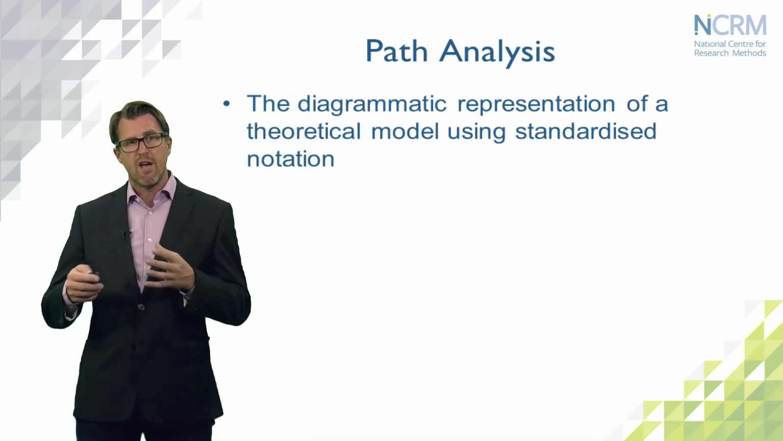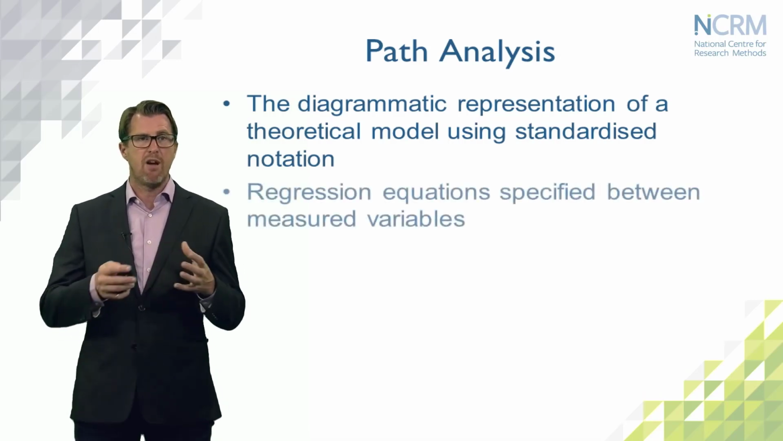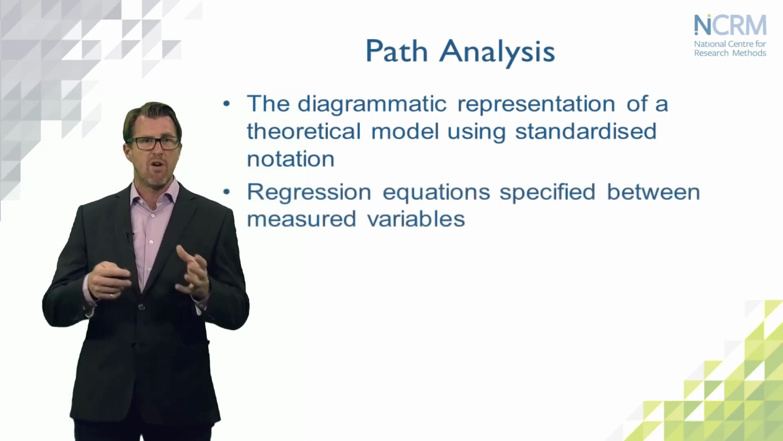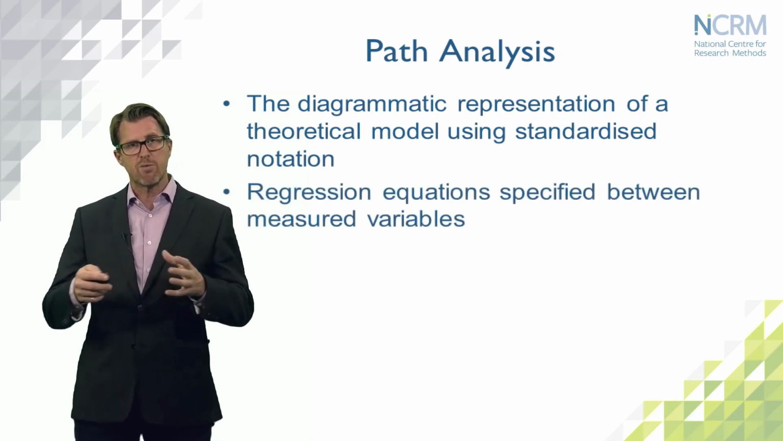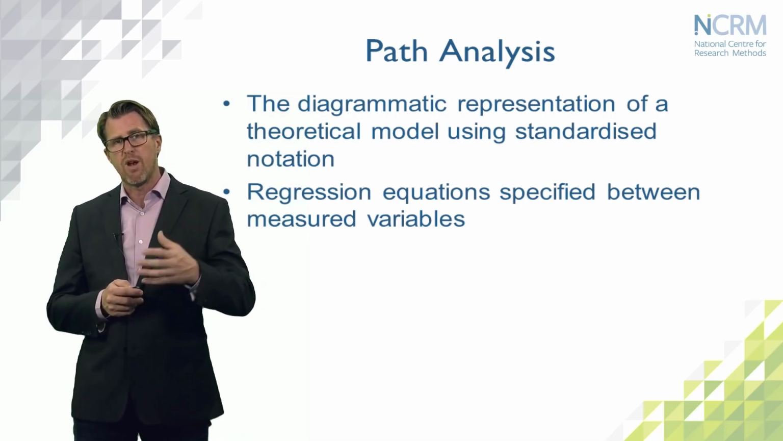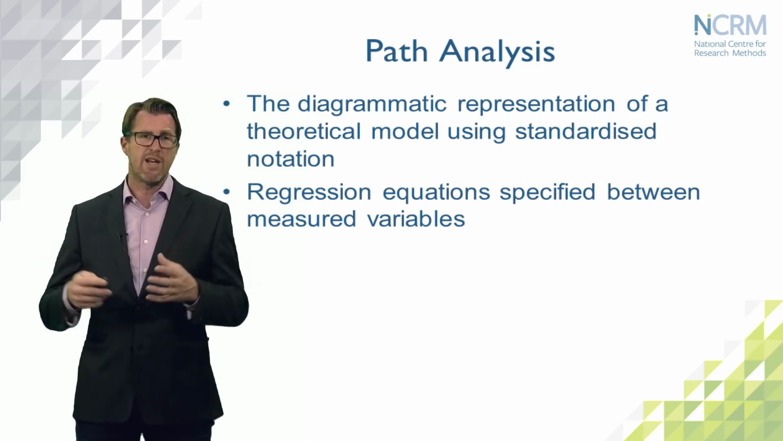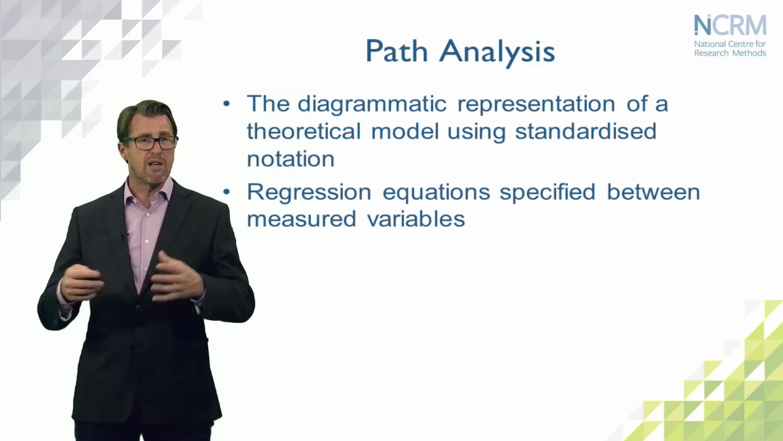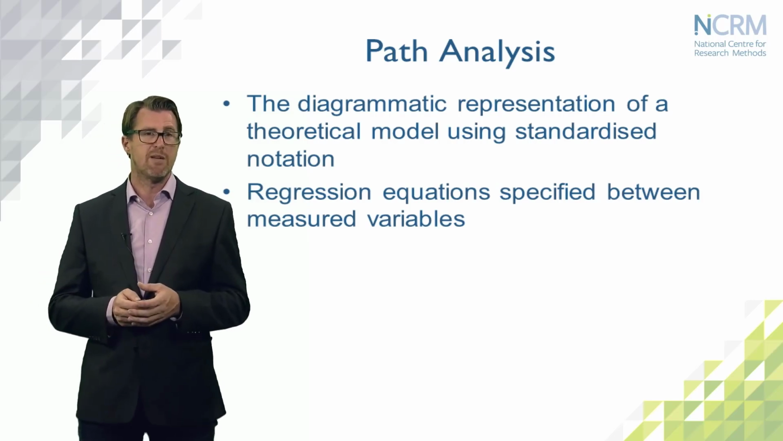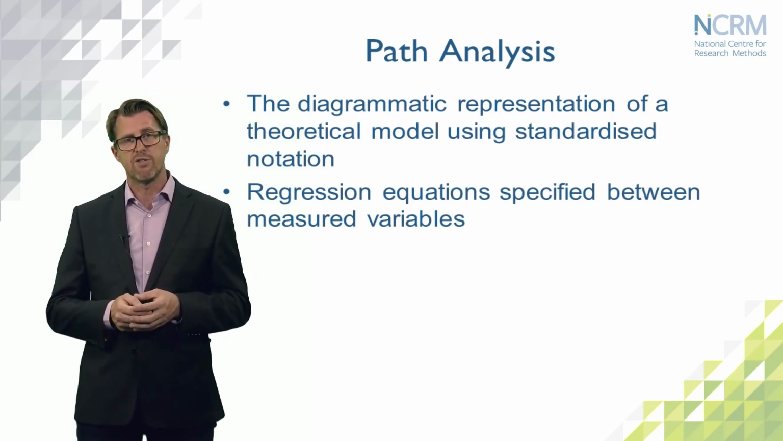But path analysis presents regression equations between our measured variables. So we're interested again in systems of relationships between multiple observed variables. Now, that's important that I'm saying observed variables there, because in a standard path analysis we would not be using latent variables but variables which are directly observed. Again, perhaps single questionnaire items, other kinds of measures.